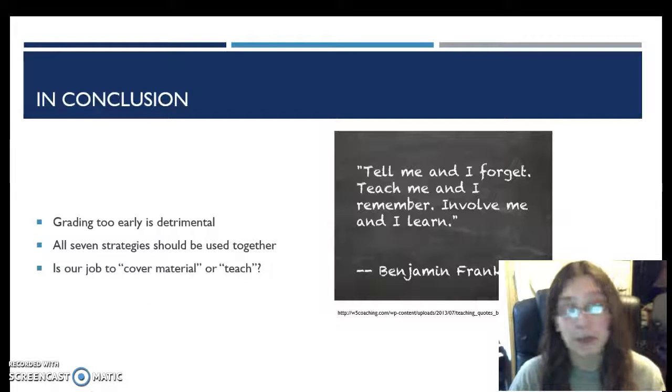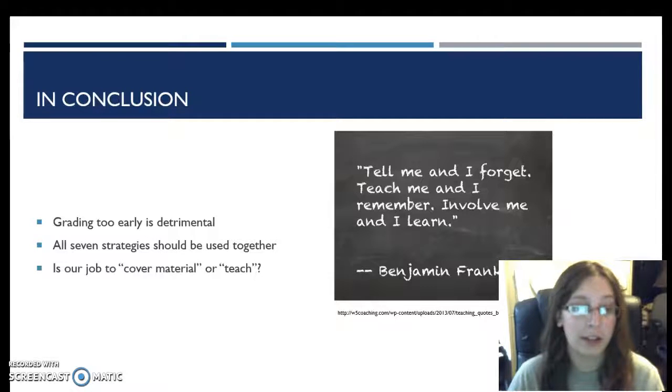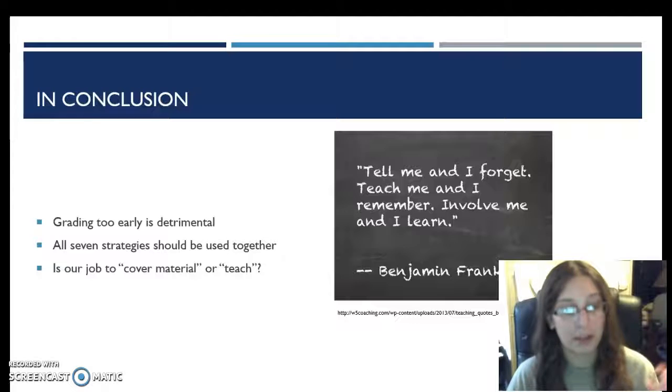I leave you with this quote from Benjamin Franklin: "Tell me and I forget, teach me and I remember, involve me and I learn." When we involve students in their own learning process, they are guaranteed to take their learning and take it beyond their secondary level and with them into their whole lives.